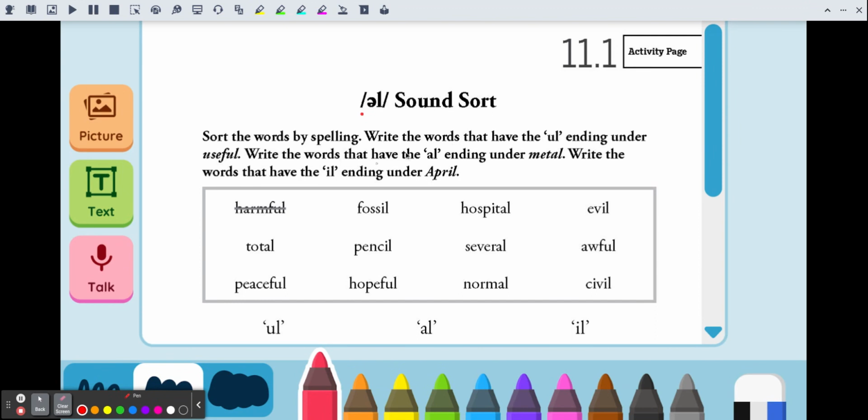Write the words that have all the AL endings under metal. Write the words that have the UL ending under useful. Write the words that have the IL ending under April. Harmful has been completed for you, is put under UL as in useful. You may check the next video to check your work.